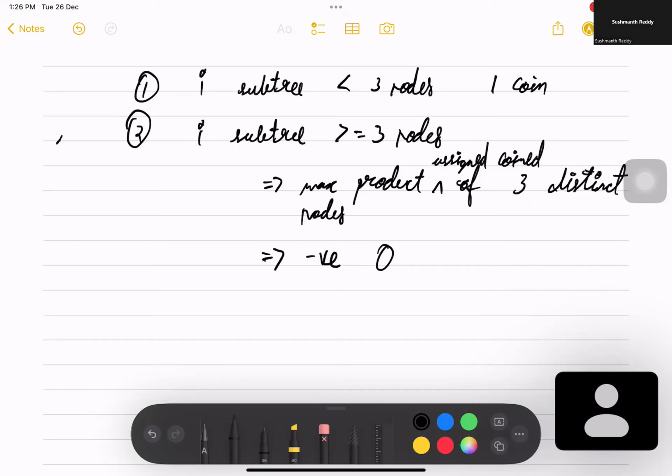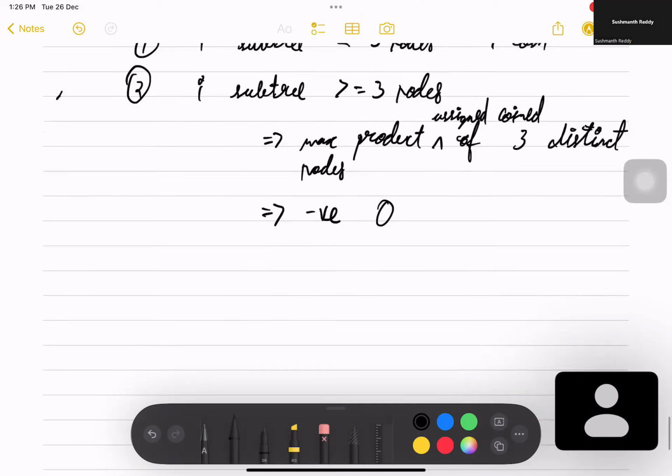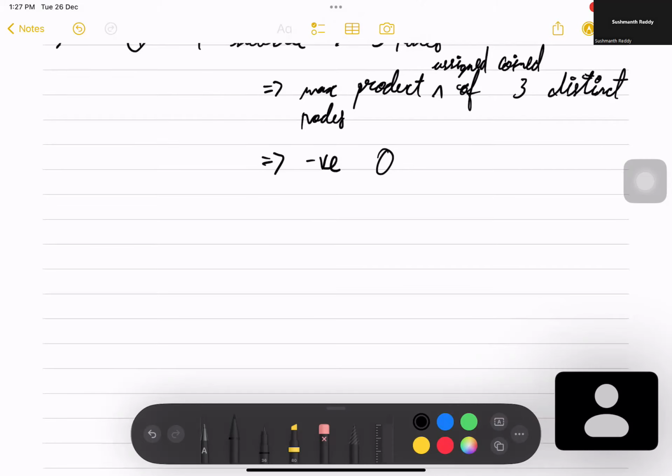We should return a list or an array depending on the language we are coding. Let's call it answer. Answer of 0 represents the number of coins placed on the 0th node, answer of 1 represents the number of coins placed on the first node, and so on. So we should output a list, vector or array depending on the language.